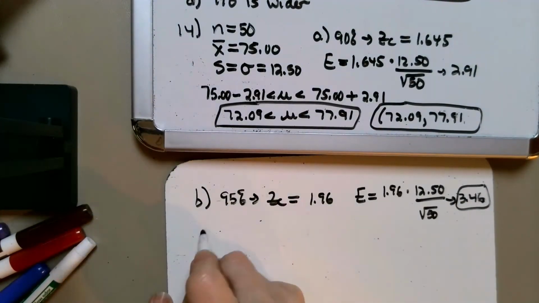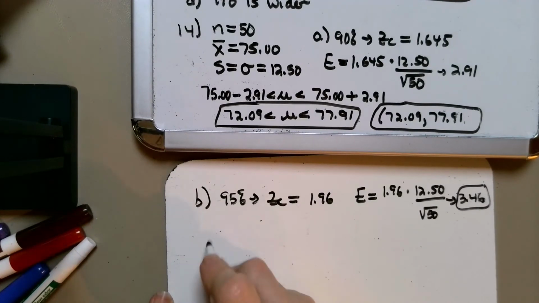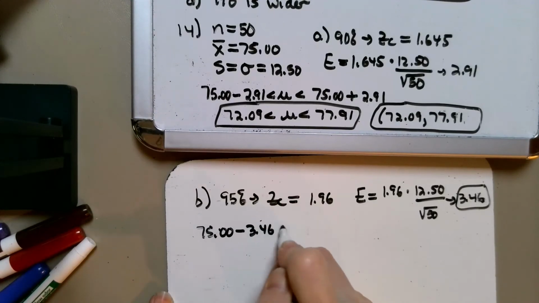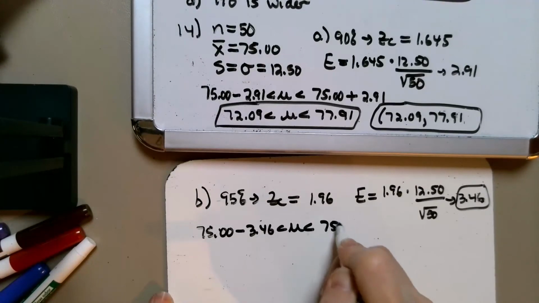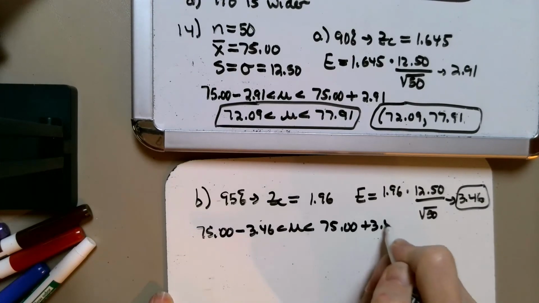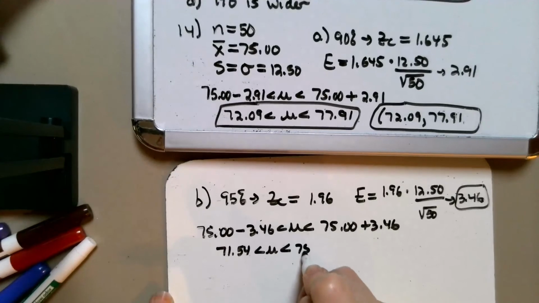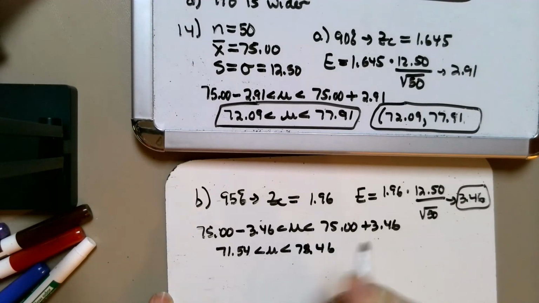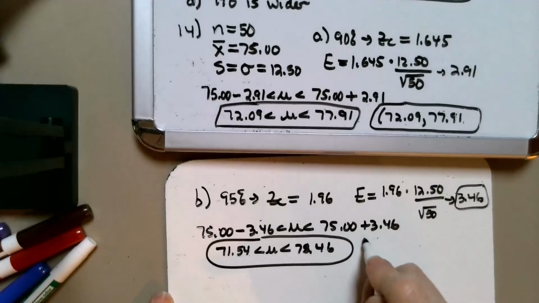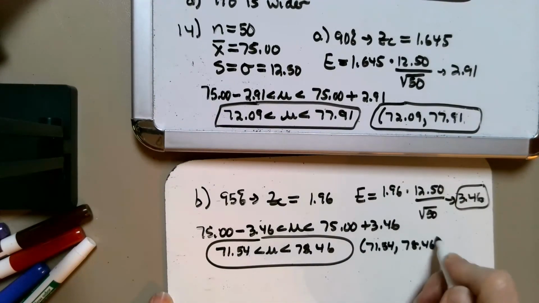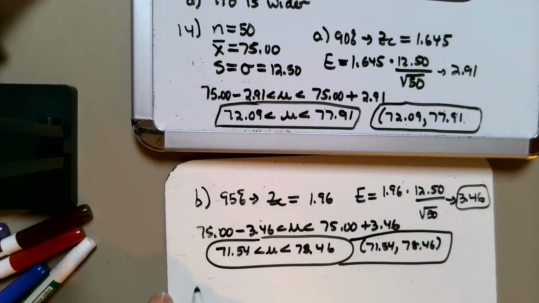Okay, so we're going to take the sample mean, 75, minus E, 3.46, less than mu, less than x bar, 75, plus E, 3.46. So doing our subtraction, we're going to get $71.54 less than mu, less than $78.46. Using parentheses, 71.54 comma 78.46 is how you would put it in interval notation in MyStatLab.